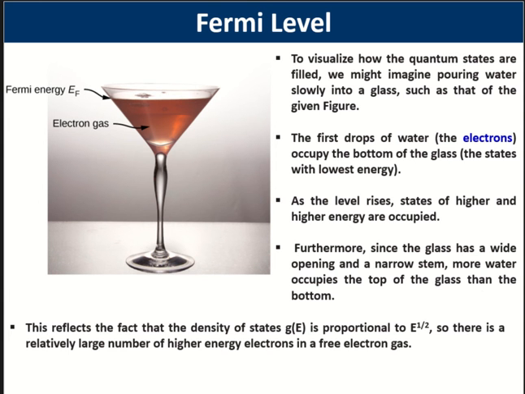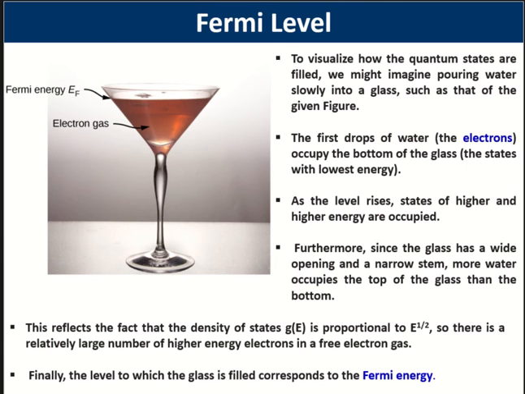So this is the same idea that conveys that density of states is proportional to E to the power half, and so there is a relatively large number of higher energy electrons in a given metal. Out of the total electrons available, a greater number have higher energy in this particular model, right?